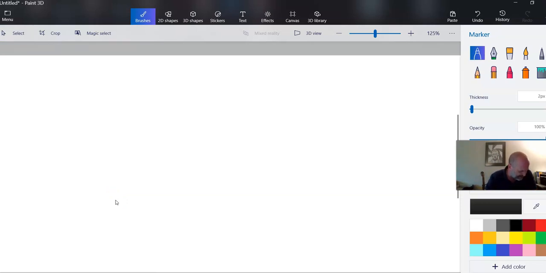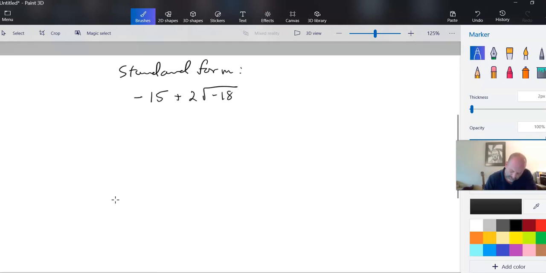Okay, so let's try this. Let's see what you can do with this one. So we want our answer in standard form. We'll do negative 15 plus 2 times the square root of negative 18, all over 6. Now notice this looks a lot like something you would get out of the quadratic formula, doesn't it? So go ahead and pause it here, see what you can do with it.